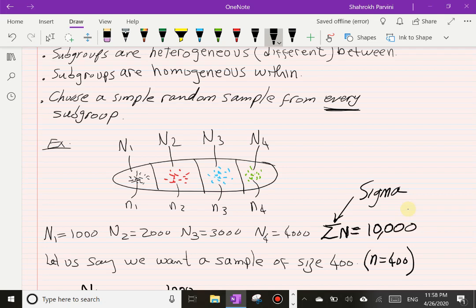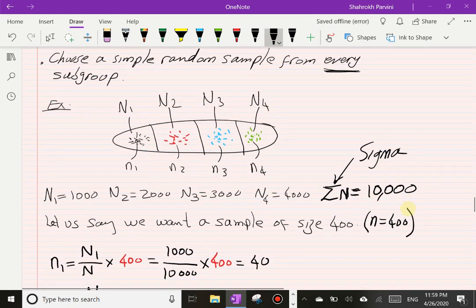Now, let's say I want to choose a sample of size 400. So how are we going to do this? One thing I don't want to do, because there are four strata here, is choose 100 from the first, 100 from the second, the third, and the fourth. You could do that if the population size of each stratum is the same. But if you note here in my example, they're not equally divided. So what would be a fair way of choosing a sample of size 400?